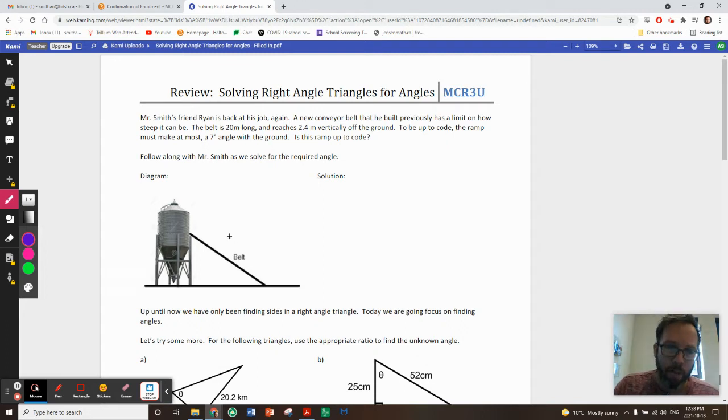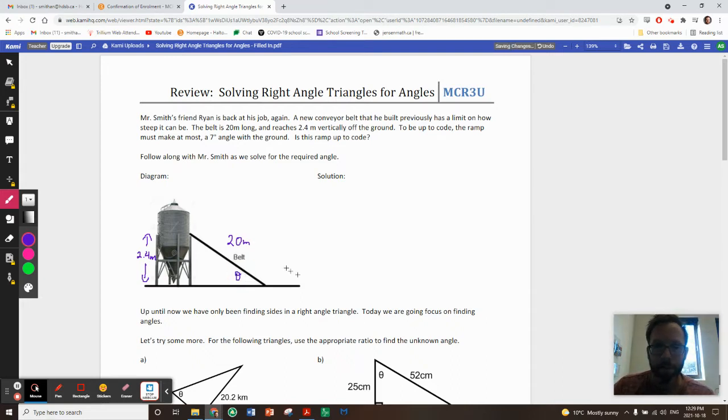So the belt is 20 meters long, and we know that it reaches 2.4 meters above ground. But evidently, there's a building code that says that the steepest that this conveyor belt can be must be 7 degrees. So we want to see if this belt is up to code. We want to find the value of this angle.